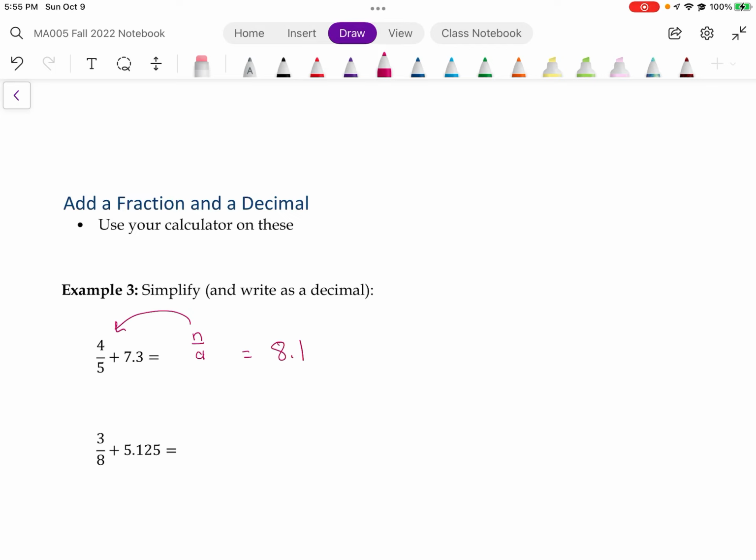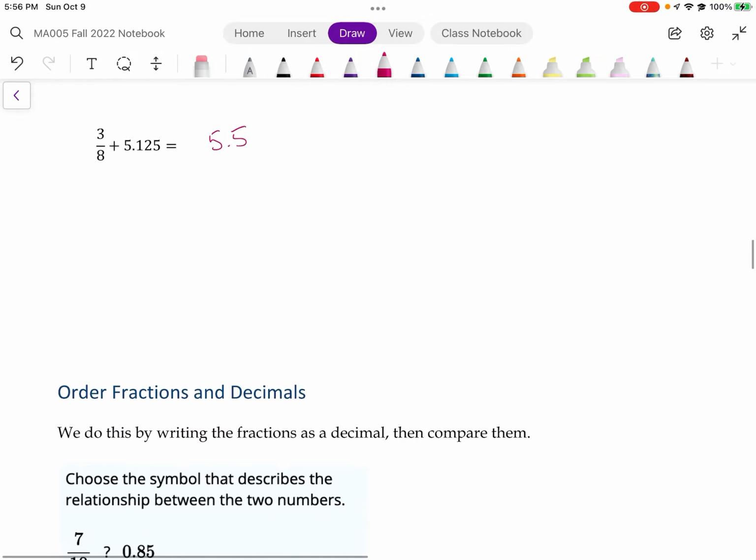If you have a different calculator than the TI 30XS, you're going to have to look for the N over D button. It's most likely there somewhere. Even the TI 84s have it hidden in one of the buttons. All right, the next one, give it a try if you haven't already. But you should get 5.5. Okay, again, just put it in your calculator.